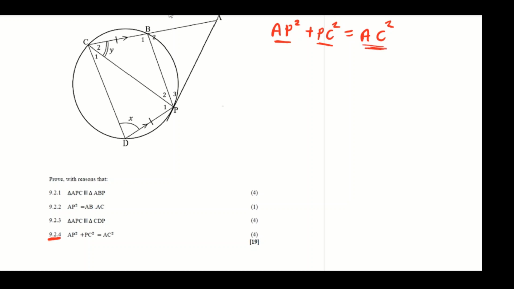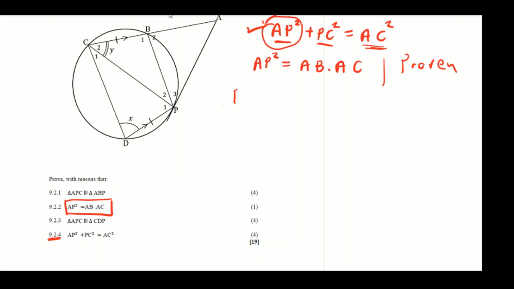So let's find AP squared. Remember that AP squared we did find actually in the previous question 9.2.2. So we already know that AP squared is equal to AB multiplied by AC. So for this one, we are done. We know it. We can just simply say proven, right? And then for PC squared, let's find PC squared. How do you find PC squared?